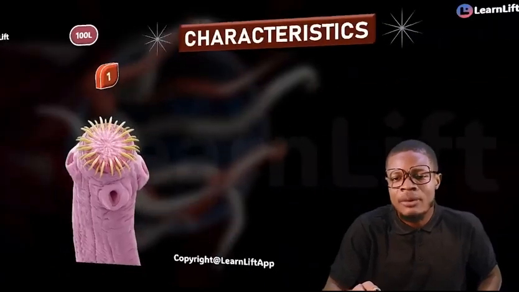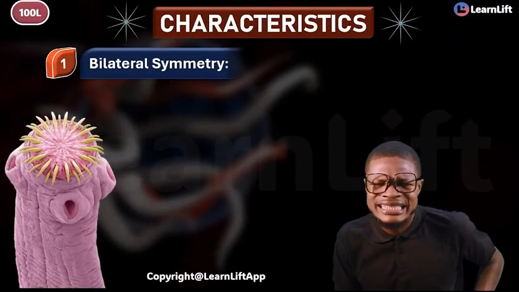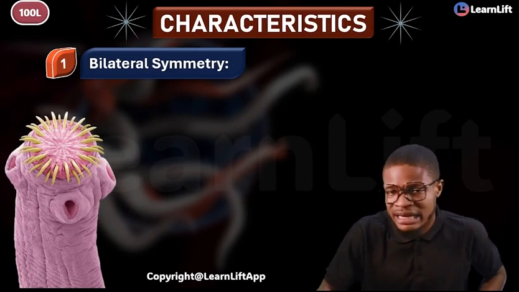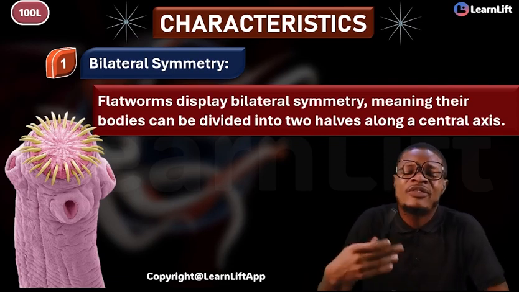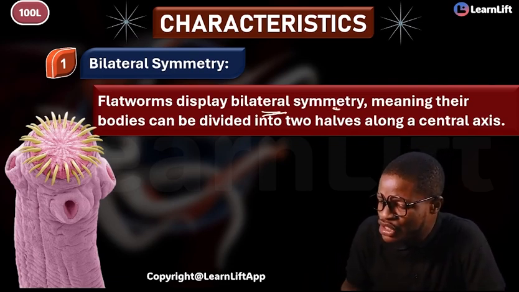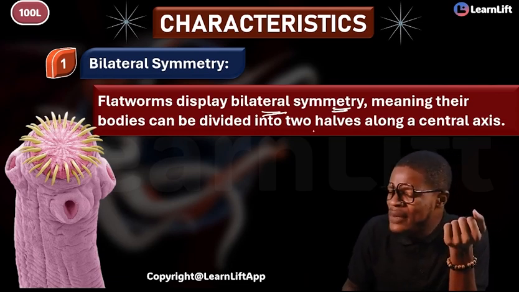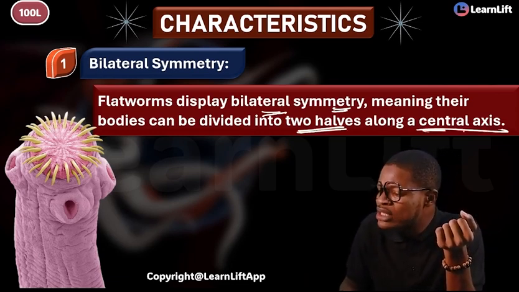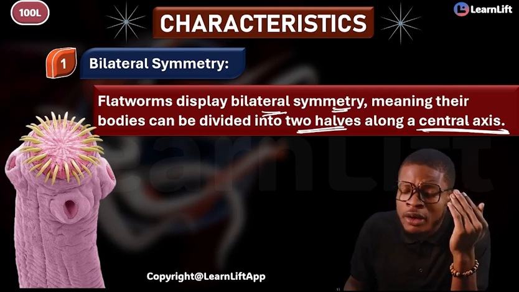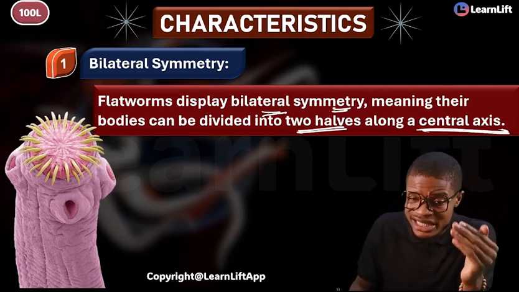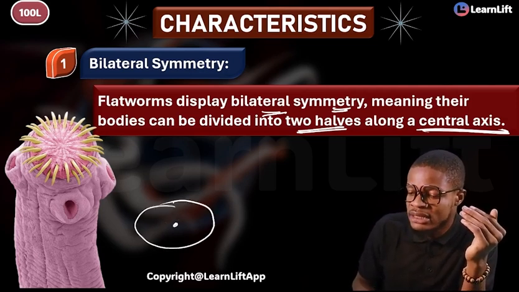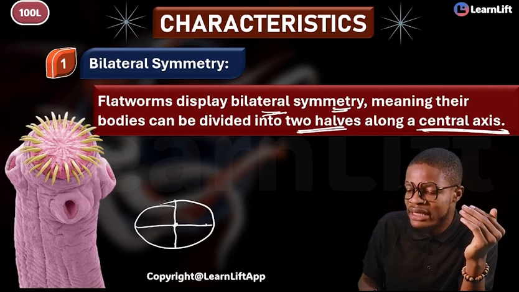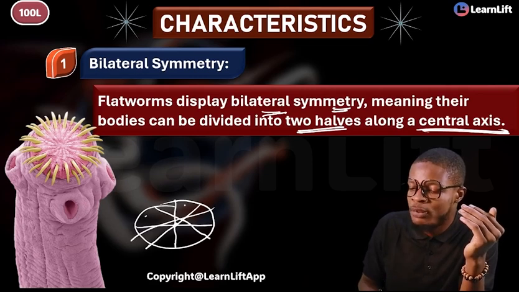What are the characteristics? Number 1, you must note that platyhelminthes are bilaterally symmetrical. So in terms of symmetry, what are they? Bilaterally symmetrical. That's why we say flatworm. They display bilateral symmetry, meaning their bodies can be divided into 2 halves along the central axis. Can I divide your platyhelminthe into 2 halves? Yes, along the central axis. For example, if this is our orange, this is the central axis, you can divide the orange in many ways, not just one plane, into as many planes as you like.